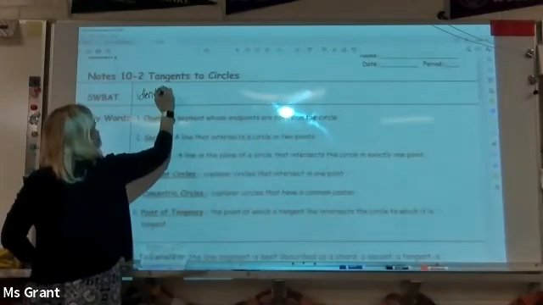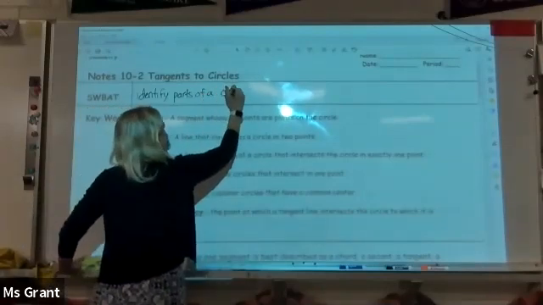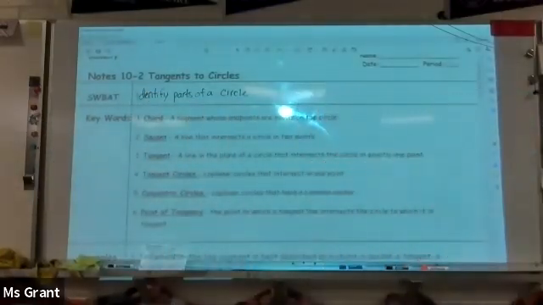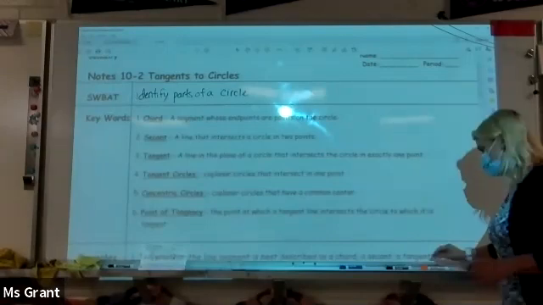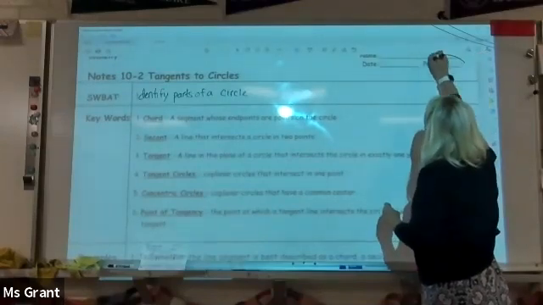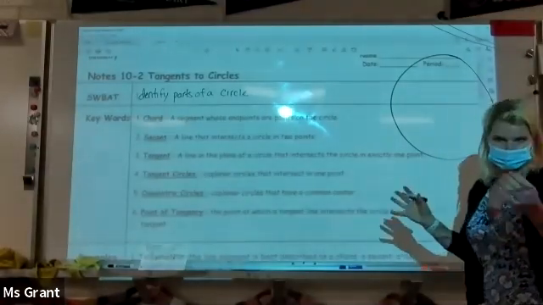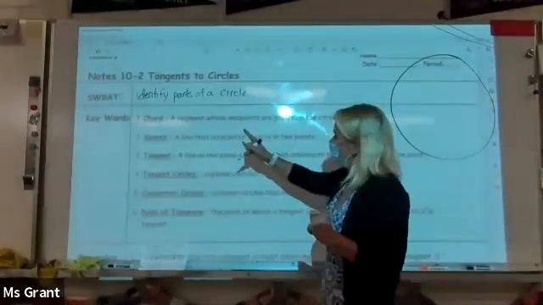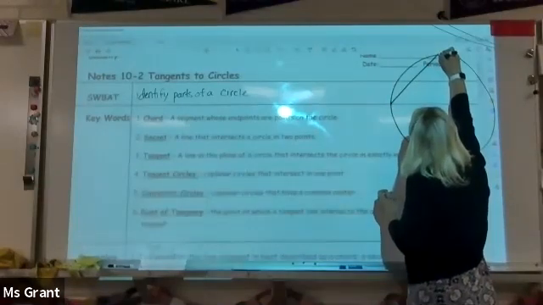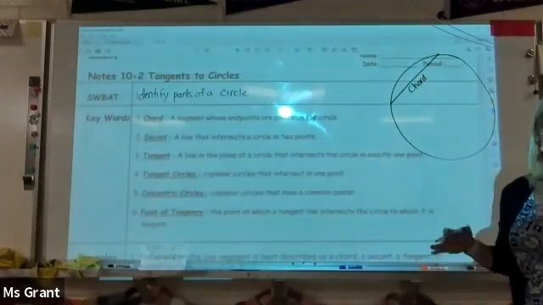Identify parts of a circle. That's our goal for the day. Now, I'm going to define all of these parts. So I'll make a big circle. All right, a chord. I brought up this word yesterday. A chord is a segment that has two endpoints on the circle. So that's a chord. So it starts and it stops.